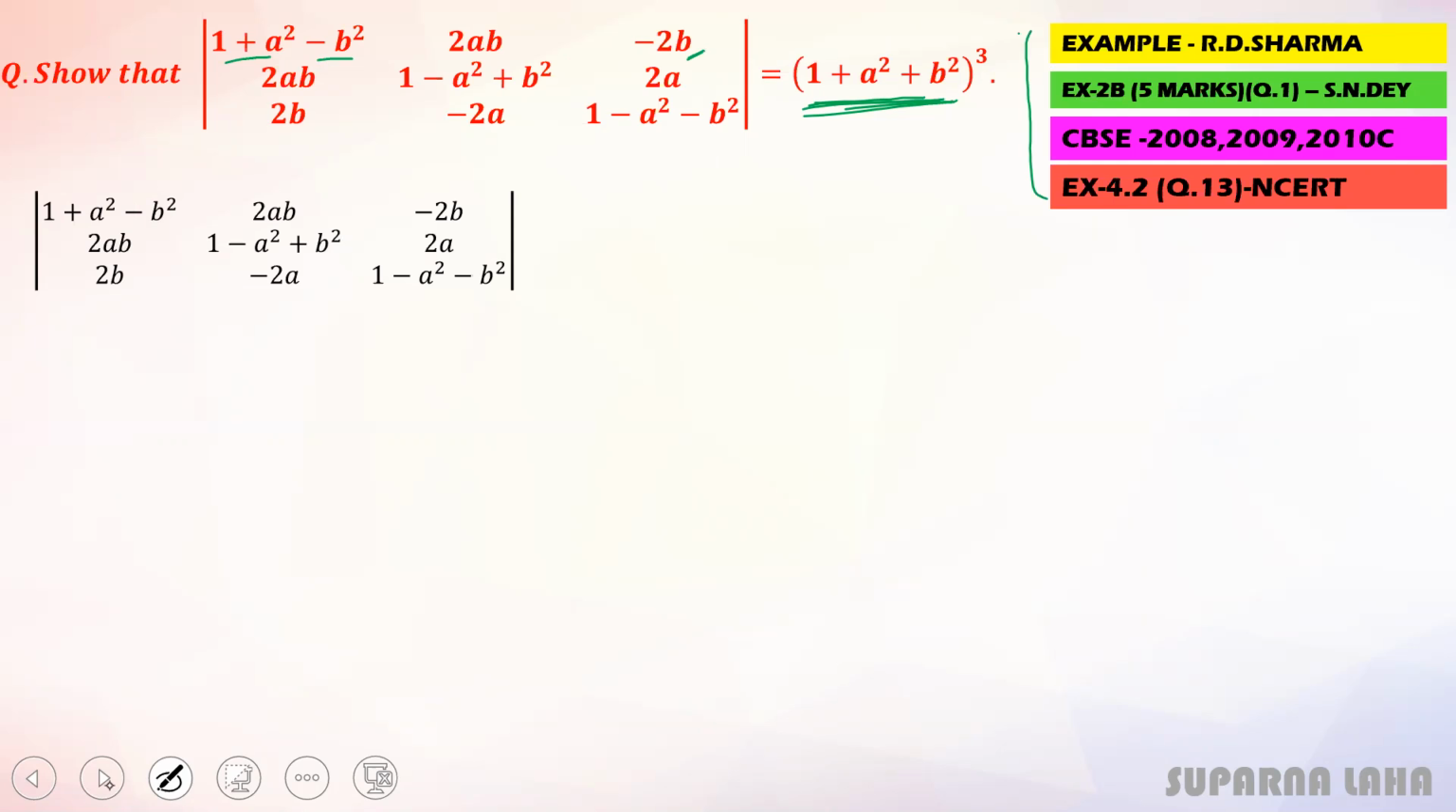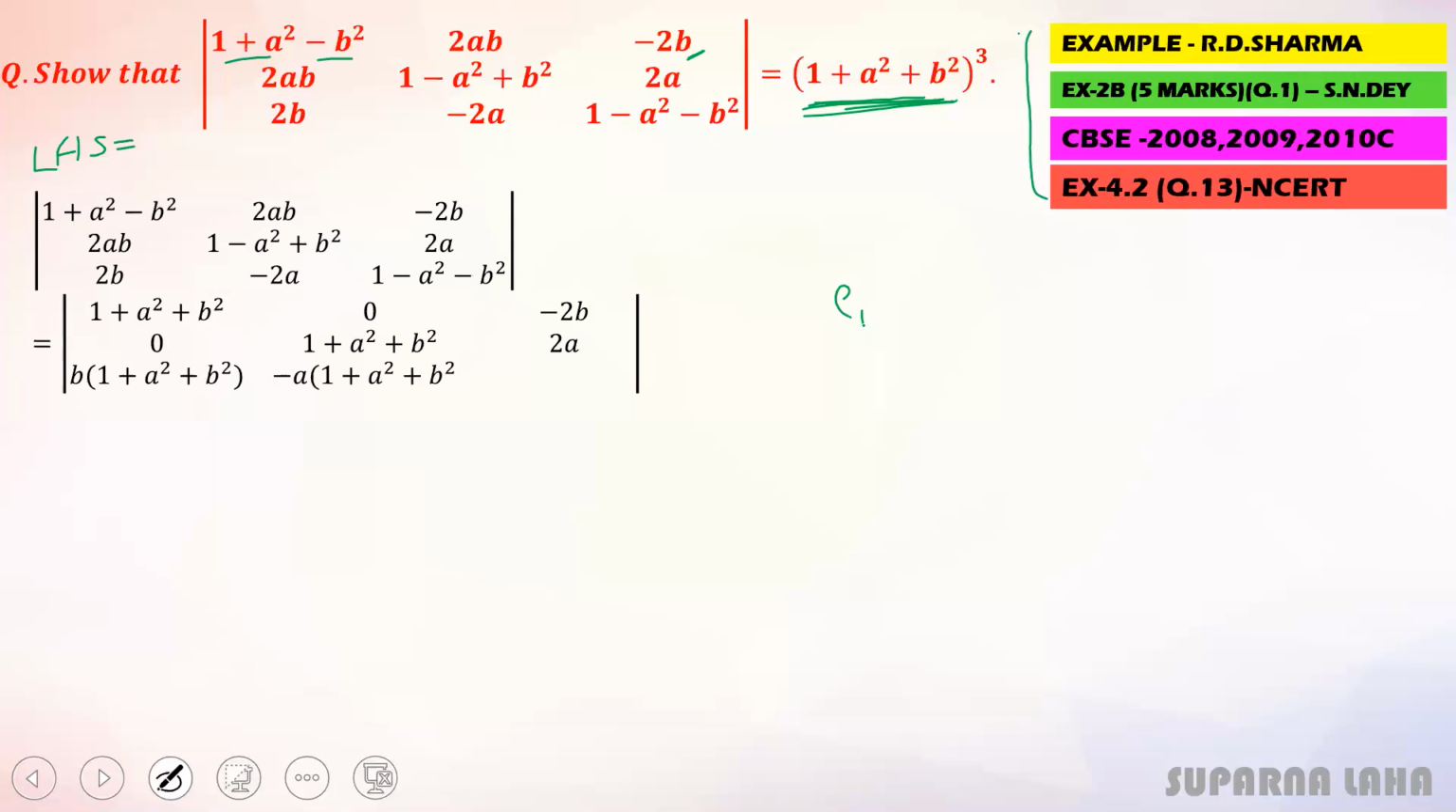So here is this LHS. So write down this LHS first. And here we are applying this operation on column. So C1 is given by C1 minus b into C3, and C2 is given by C2 plus a into C3.